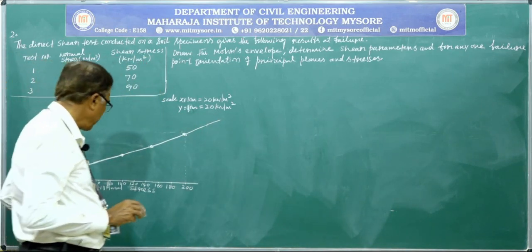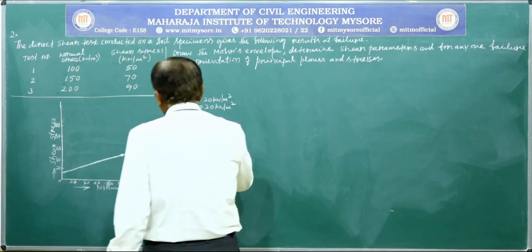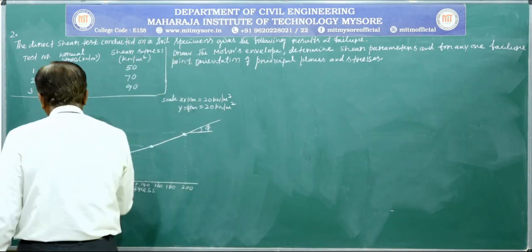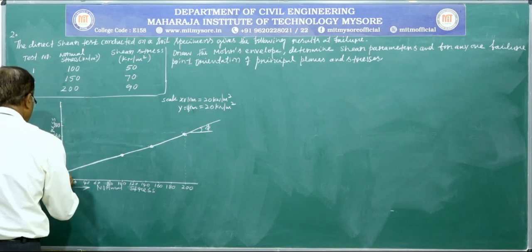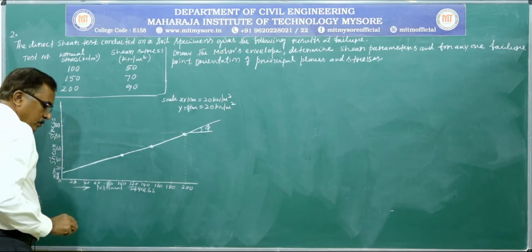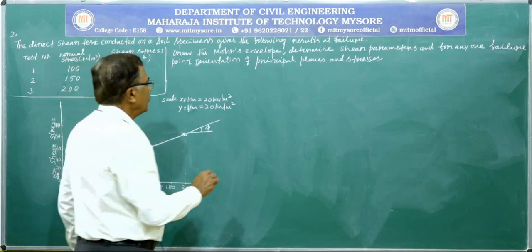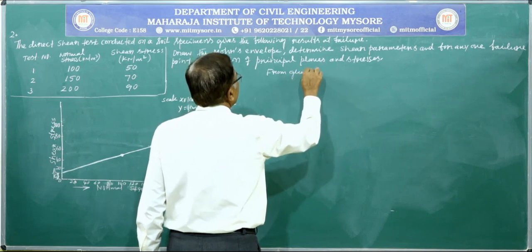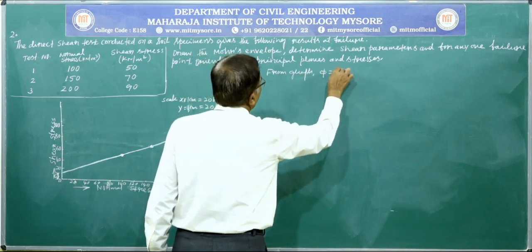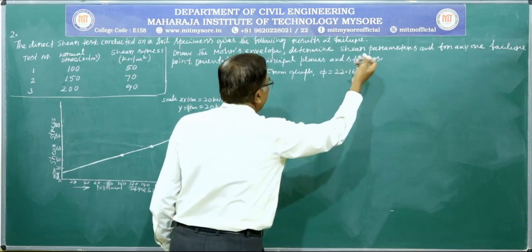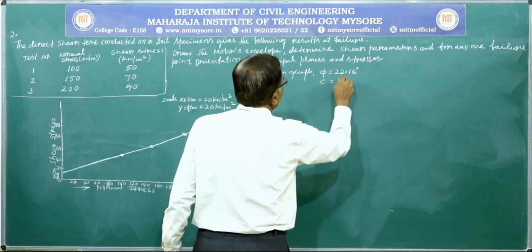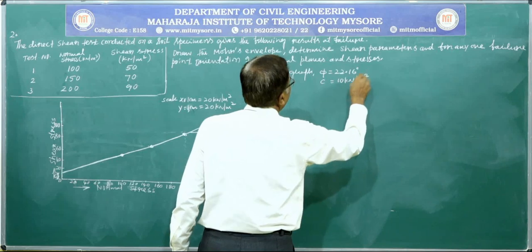Next, if we measure the shear strength parameters phi and C from the graph, phi is equal to 22.16 degree, maybe it is 23 degree, and C is equal to 10 kilonewton per meter square.